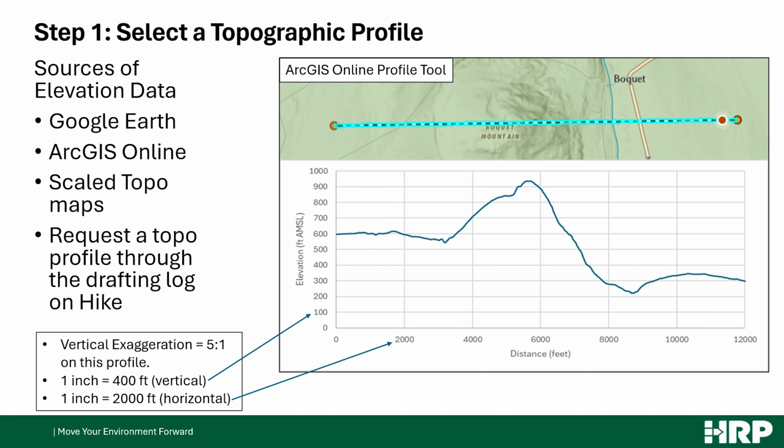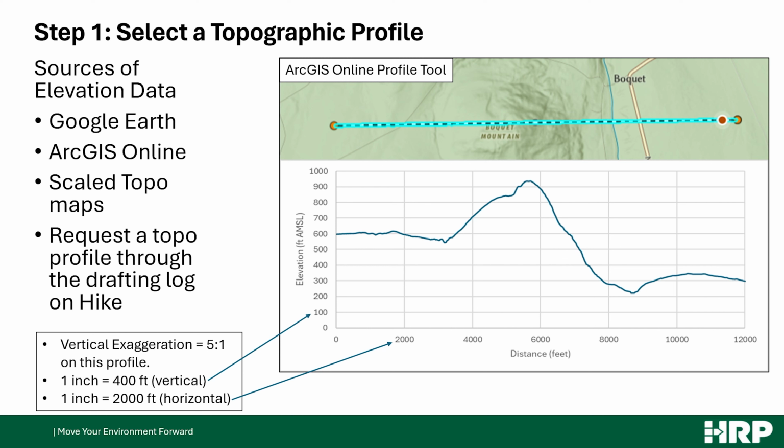This example was using the ArcGIS online profile tool. This one seems to use a different elevation data set than Google Earth and does seem to take into account surface features and kind of eliminates them from this. So this is a more accurate representation of what the surface topography would look like across this line of section.